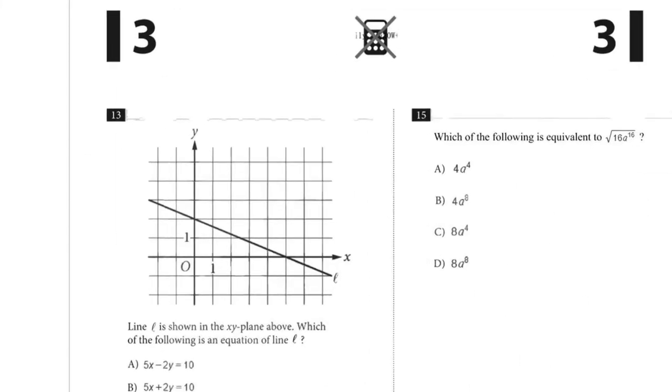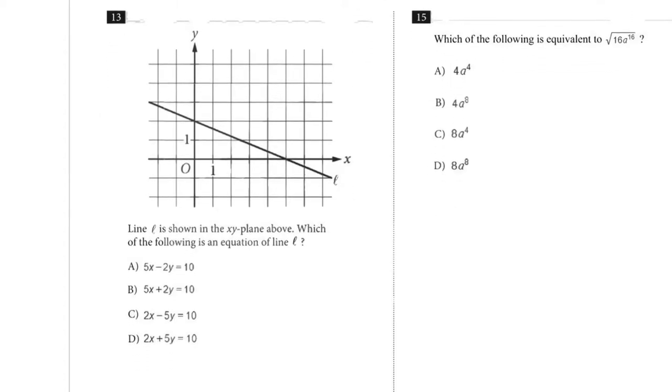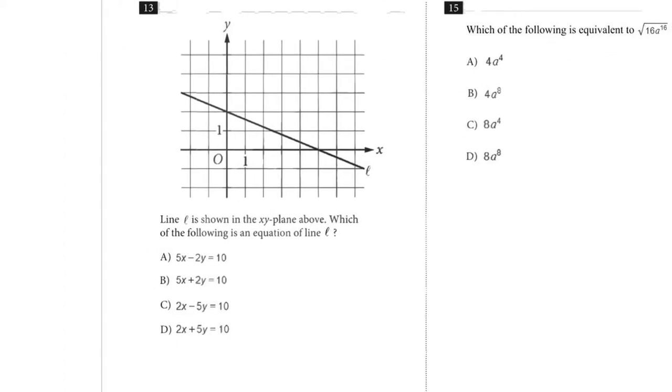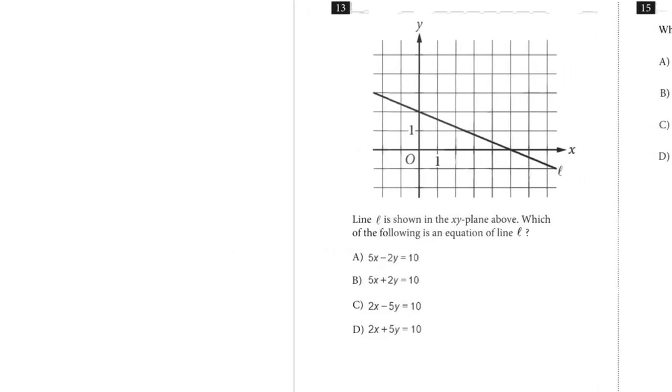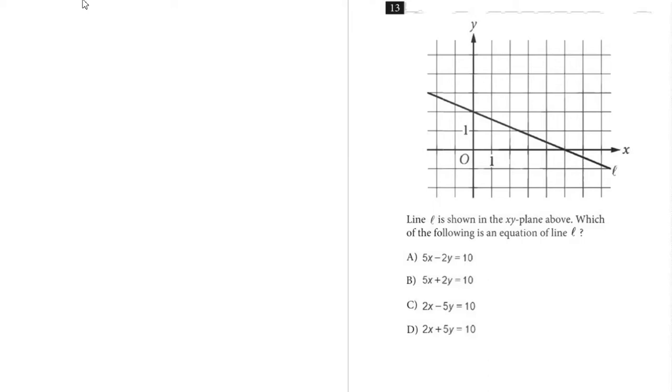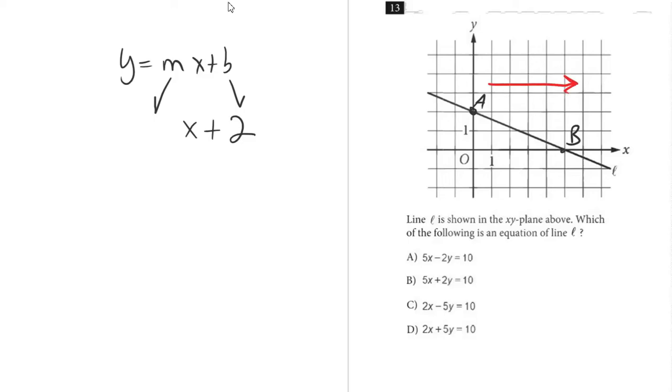Now we're going to 13 here. It's giving us a nice little linear equation and asking us which of these equations is the equation of that line. So if we think of it as y equals mx plus b, b is our y-intercept, which is right here, that's the number 2, and our slope is rise over run as you go from left to right. So let's call this point A, call this point B, and as we go from left to right, from A to B, how much are we rising?